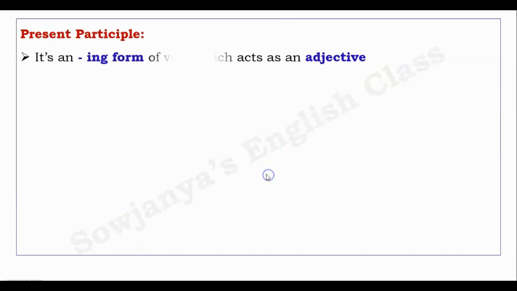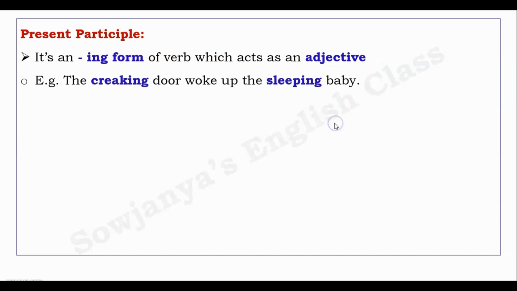Present participle. It is an ing form of verb which acts as an adjective. V1 plus ing form which acts as an adjective. Example, the creaking door woke up the sleeping baby. Here, creaking, creak plus ing, modifying the noun door, creaking door. And here, sleep plus ing, modifying the noun baby, sleeping baby. Both these are present participles.